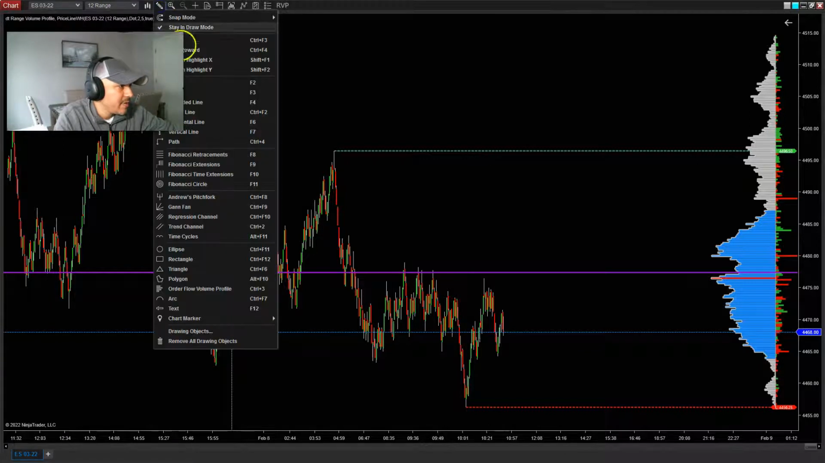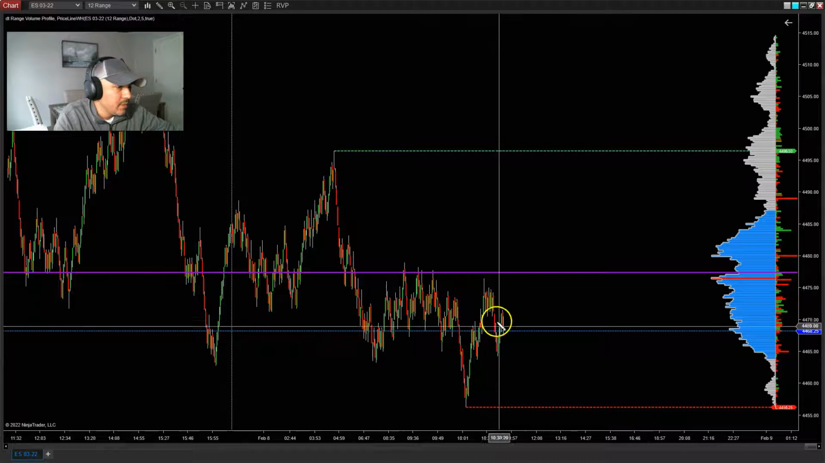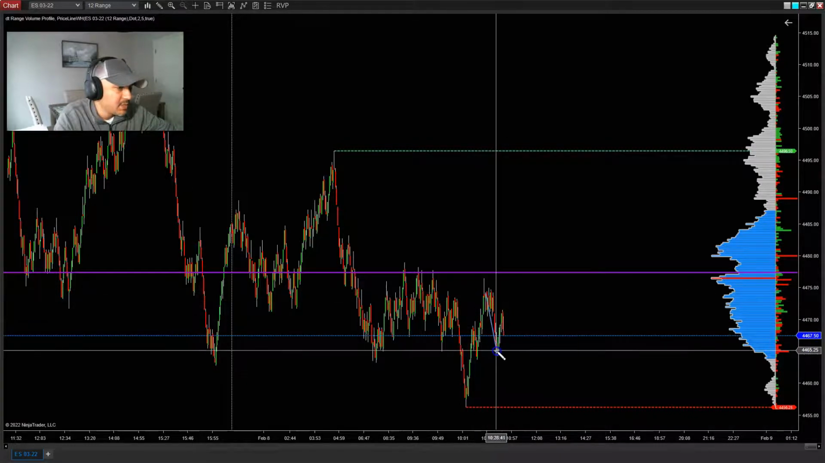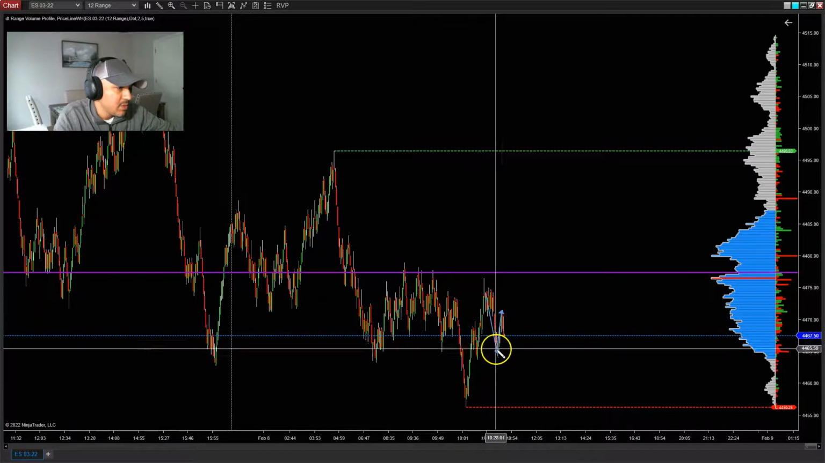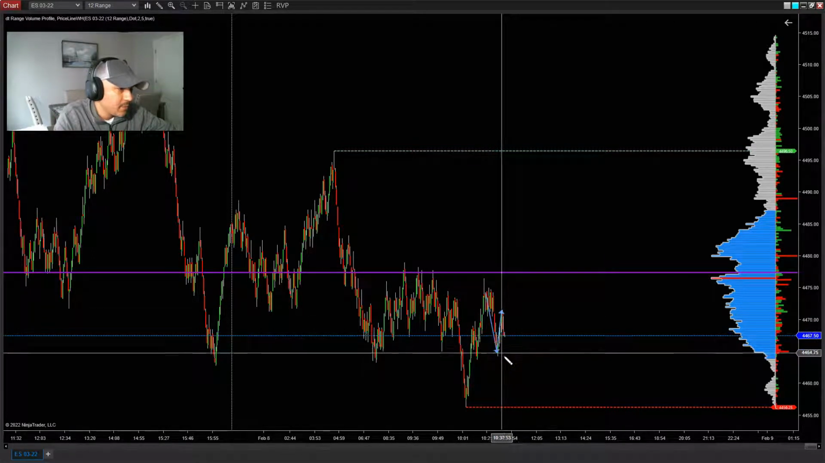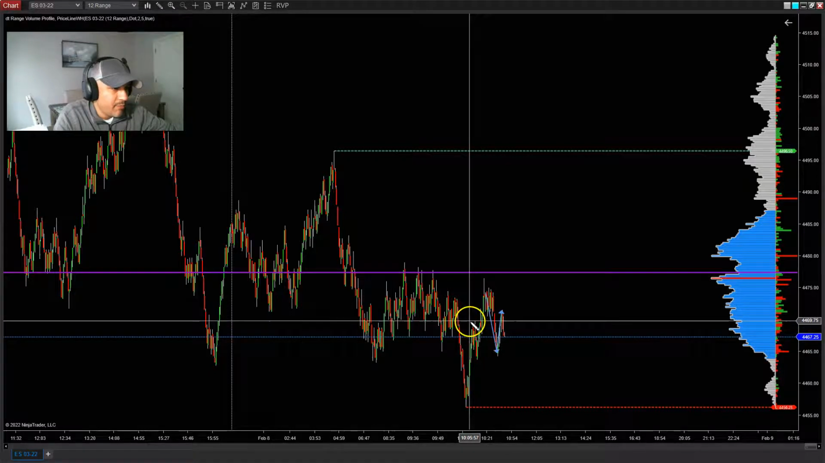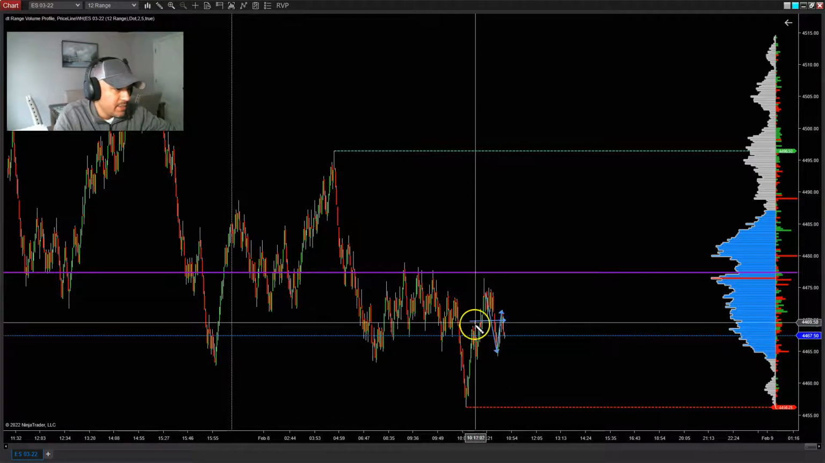Price pulled back to this area of support, right? I mean, excuse me, resistance. Price pushed down, pulled back. This was an area of resistance right here where price broke lower, meaning it broke this area right here.